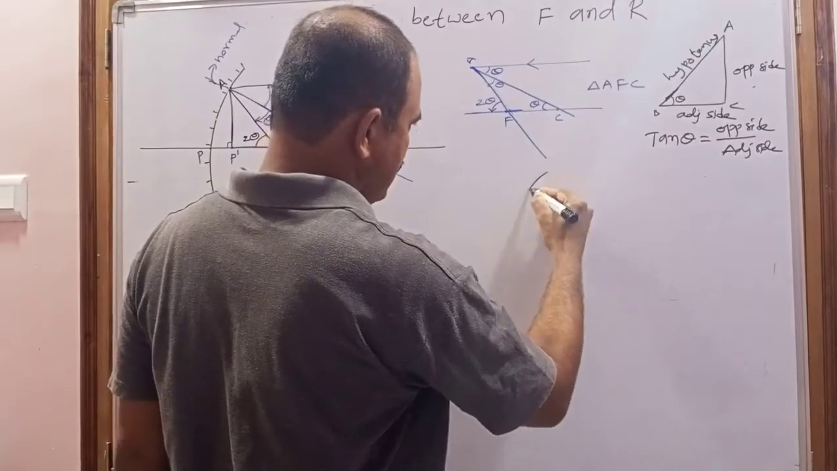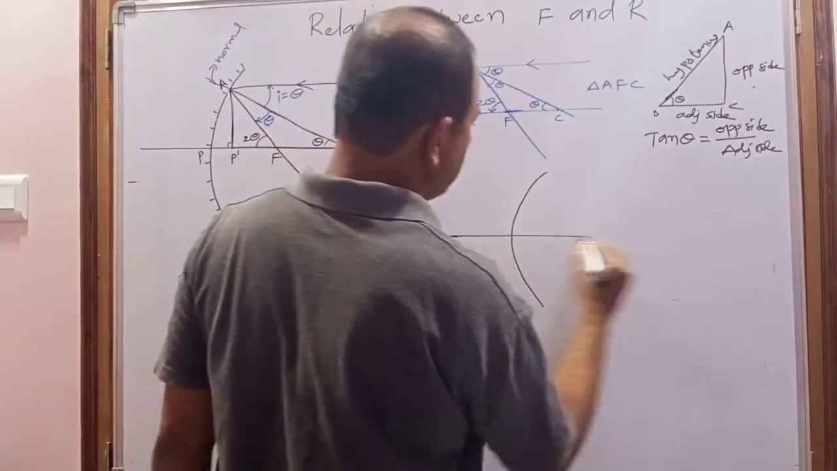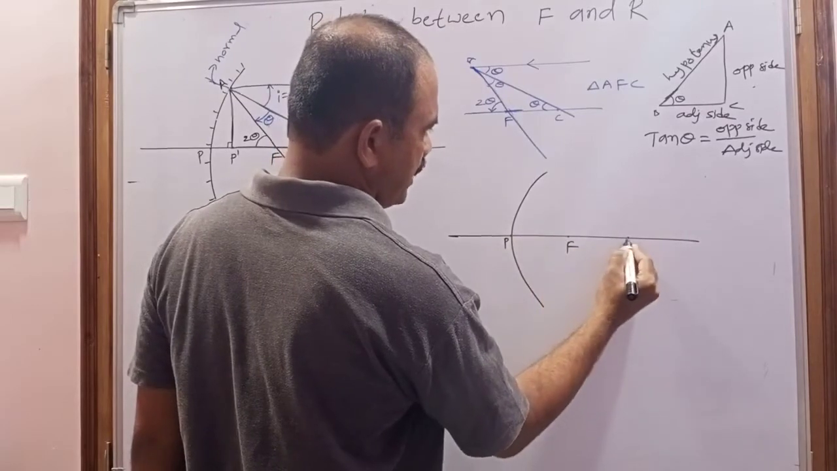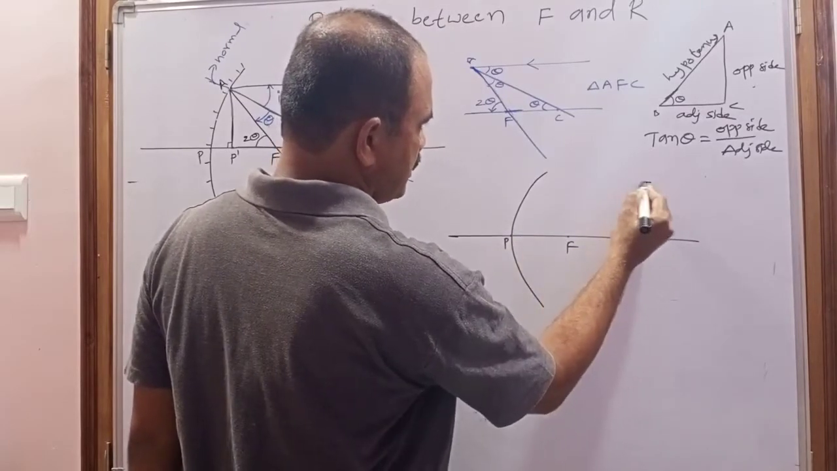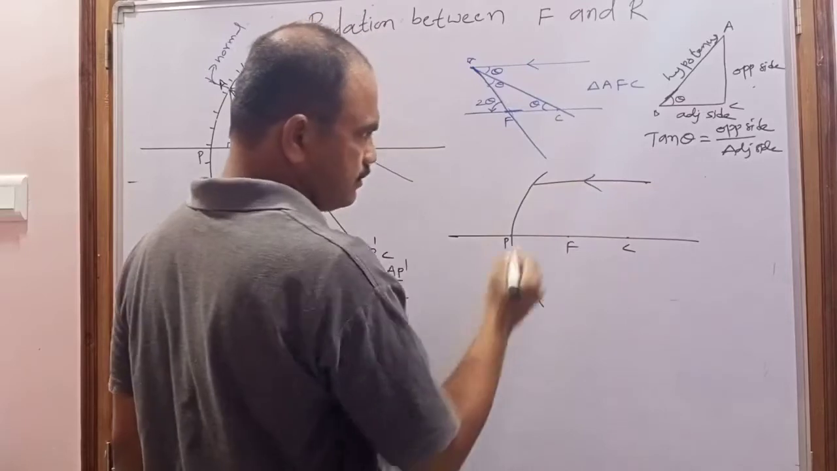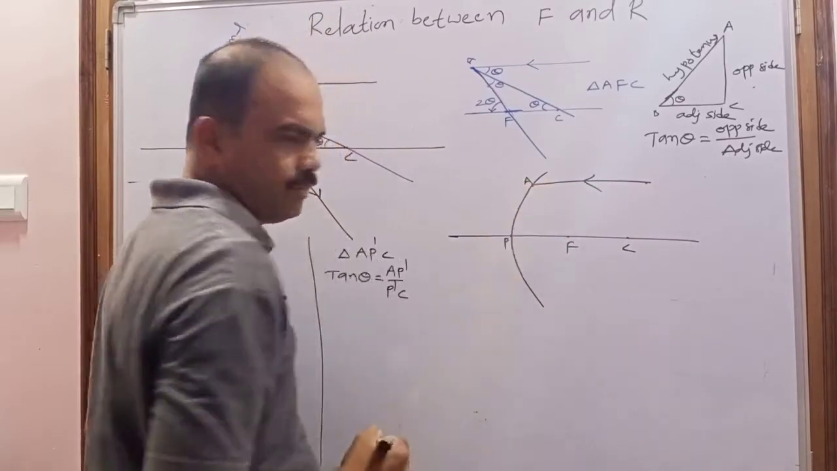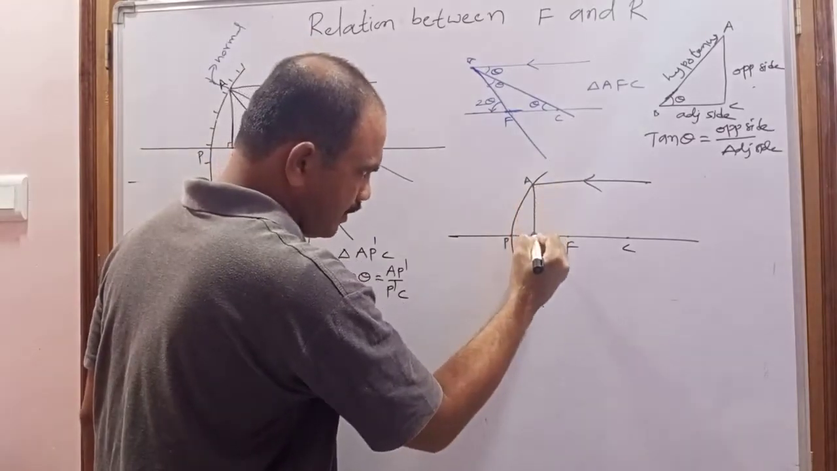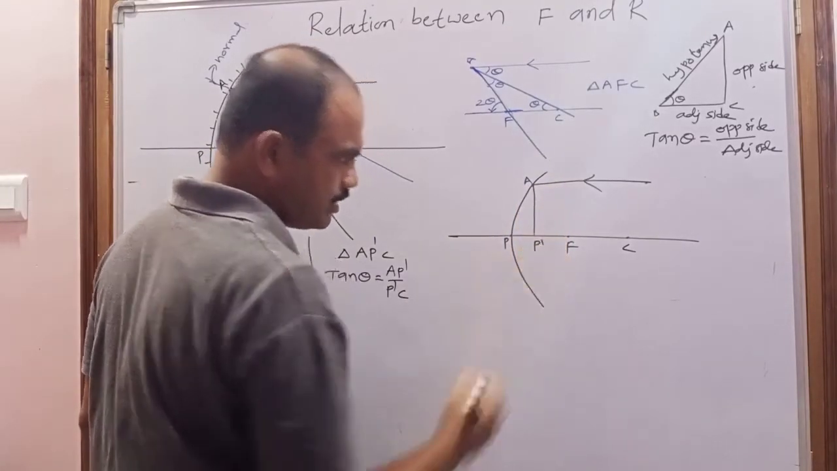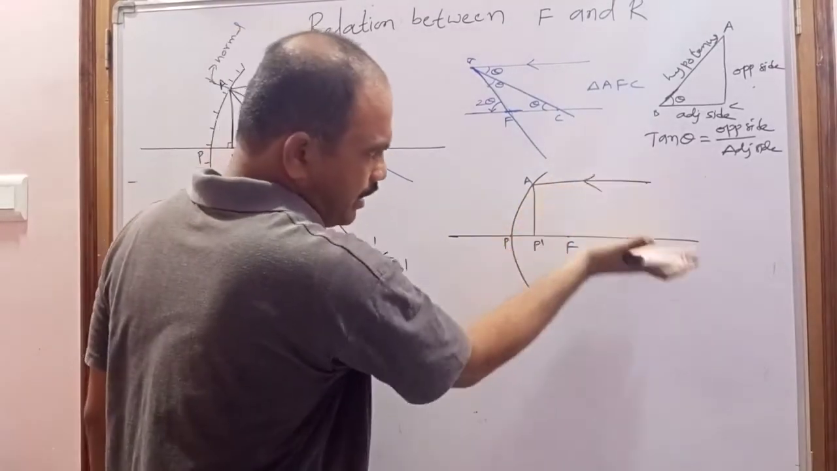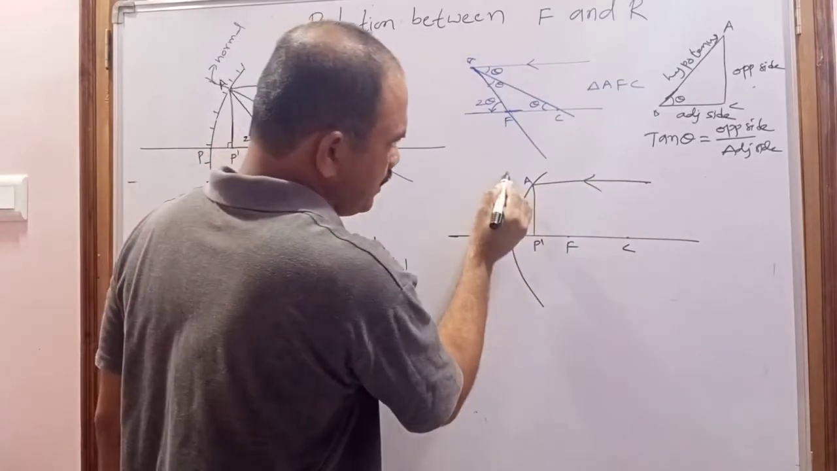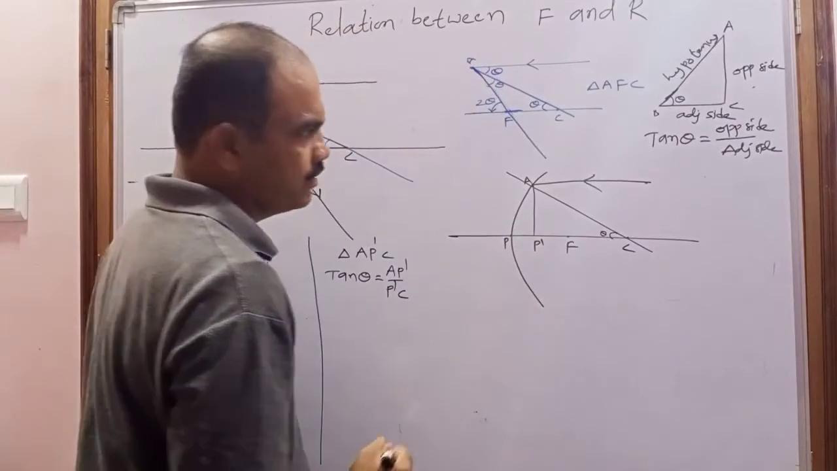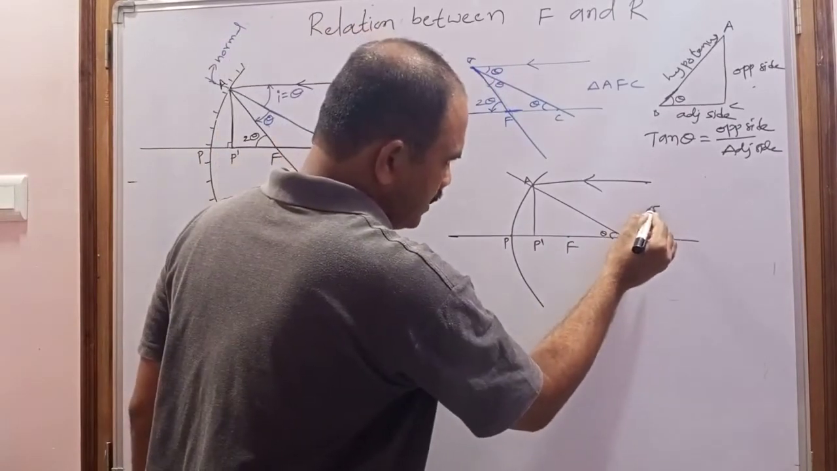Now consider this is a curved surface. This is P, F and C. Now consider this is an incident ray. It is incident at point A. Now I draw the normal to the principal axis. Now this is P'. When this incident ray approaches this one, what happens? This is the normal, this is the theta.